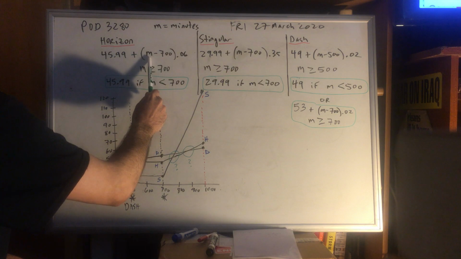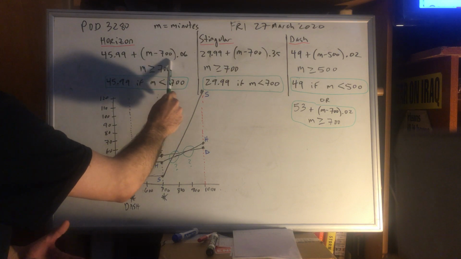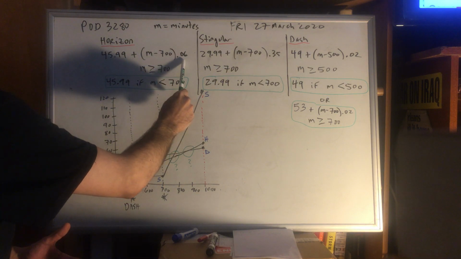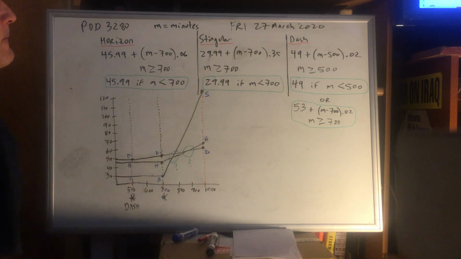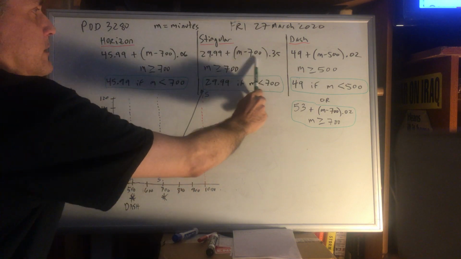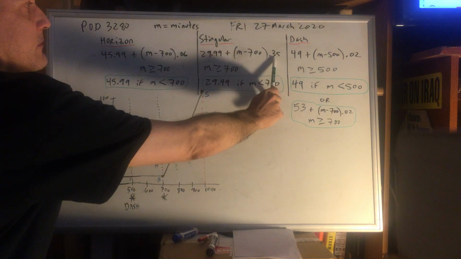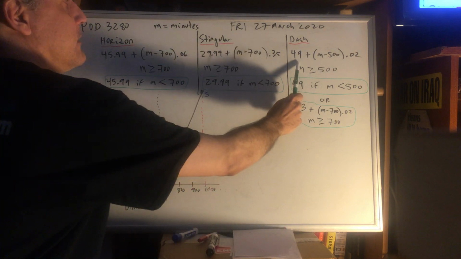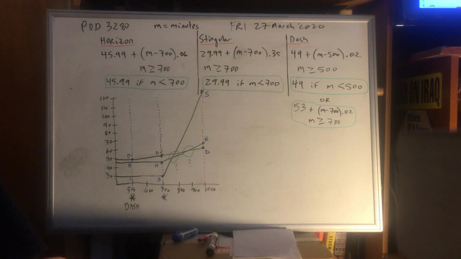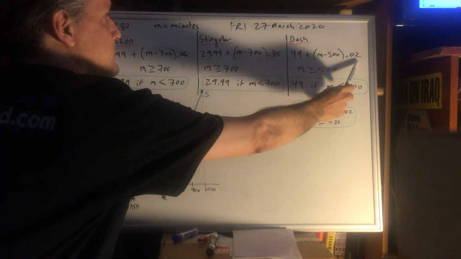And then for every minute after 700, you pay 6 cents per 100. For Singular, you have to pay this fee, and then for every minute after 700, you pay 35 cents per 100. And then for Dash, you pay 49, and then this time for every minute after 500, you pay 2 cents.